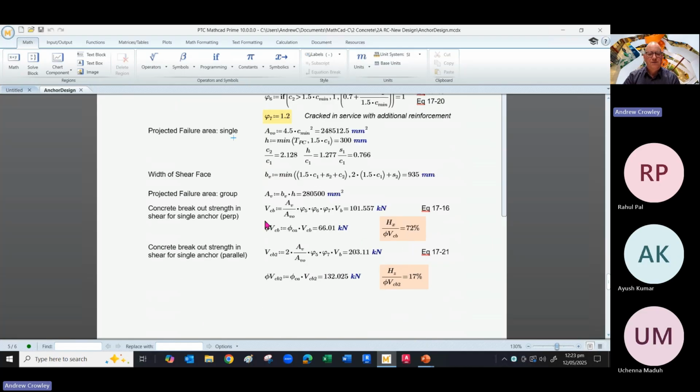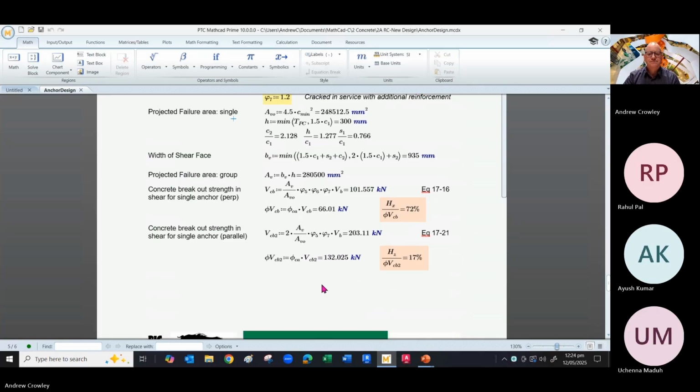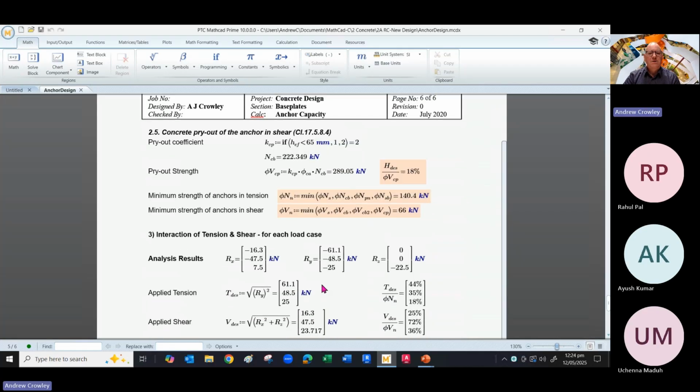Again, we work out our projected failure area for the group and derive the concrete breakout strength for a single anchor perpendicular to the connection. In this case, our design capacity is 66 kilonewtons, whereas for parallel, it's 132 kilonewtons. Now we look at the concrete pry-out of the anchor in shear, and we derive a pry-out strength of 289. And that's well within the utilization requirement.